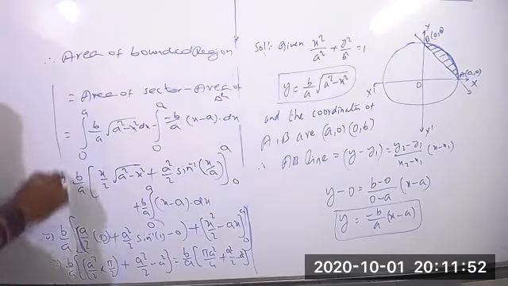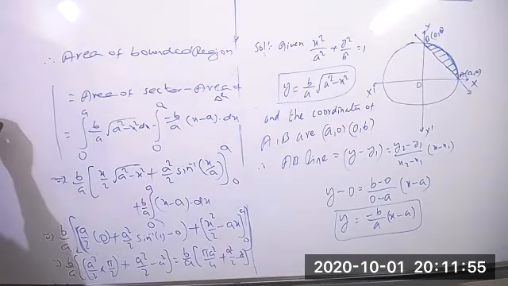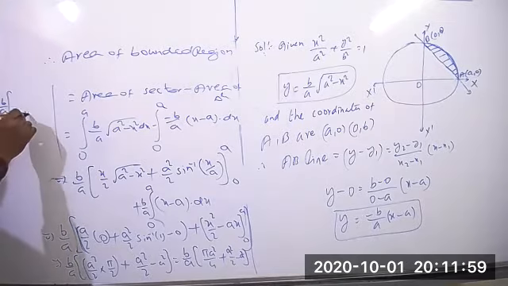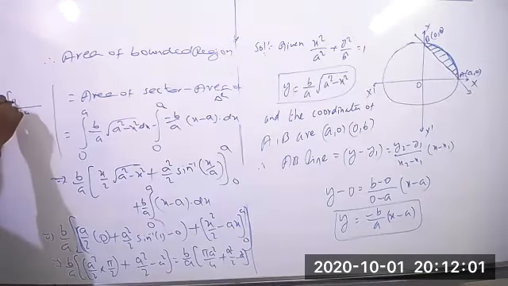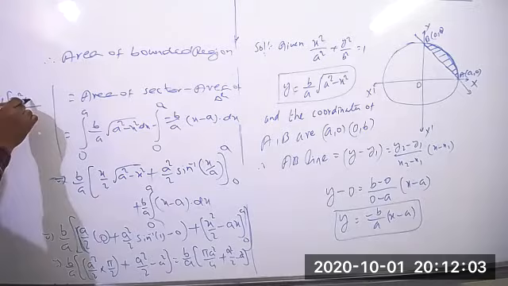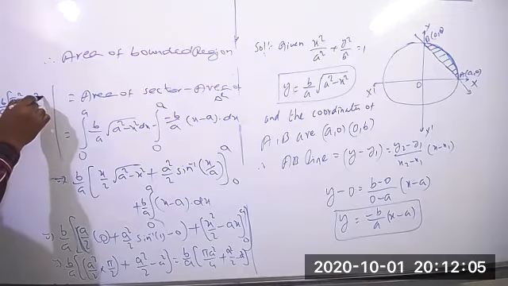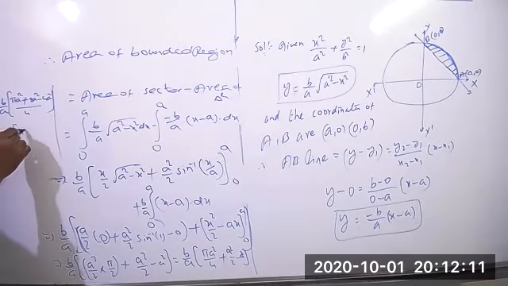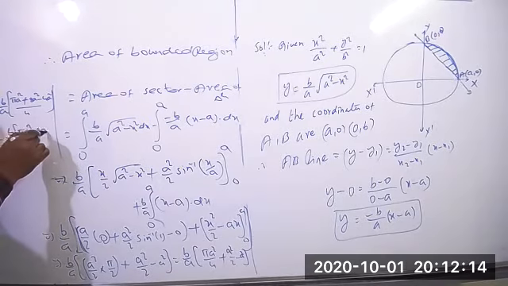You can simplify that value. So therefore the area is equal to b by a into, if you take 4 as the LCM, pi a square plus 2a square minus 4a square. So b by a into pi a square minus 2a square whole by 4.